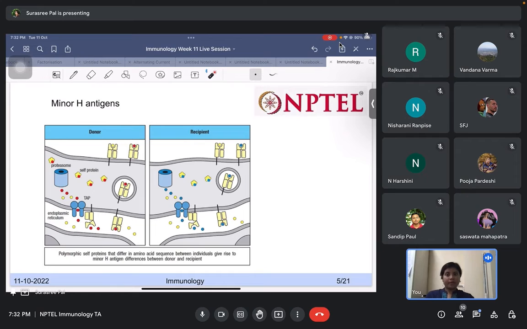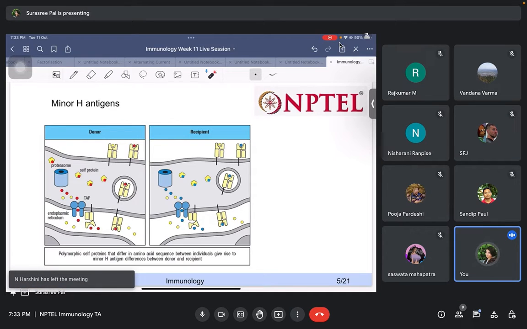Now, how does that happen? I am telling you that the MHC molecules are responsible because the T cells of the recipient act against the MHC molecules of the donor, which they recognize as foreign. But if the MHC molecules are identical, then how does this response originate between two individuals with identical MHC? That actually is due to the presence of these minor H antigens or minor histocompatibility antigens.